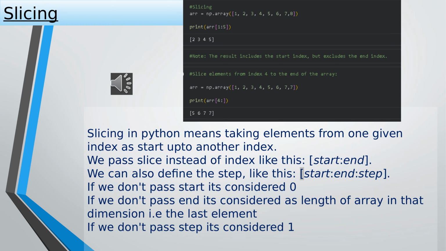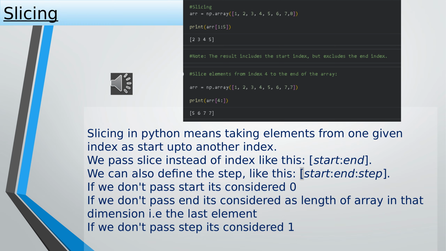This is extremely useful when you want to work with only a subset of the data. The basic syntax for slicing is array[start:end]. Here, the start index is included in the result, but the end index is excluded. This is one of the most important rules to remember in Python.